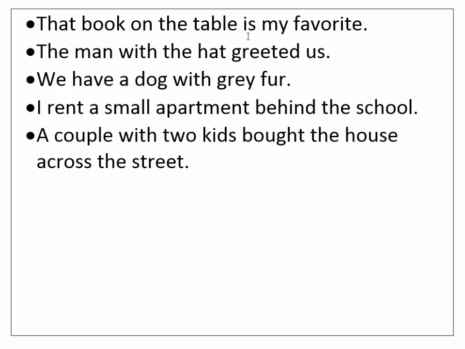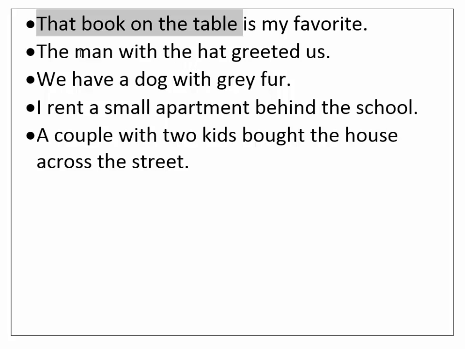That book on the table is my favorite, where on the table modifies and helps us locate book. Which book? The one on the table. Or the man with the hat greeted us. Which man greeted us? The one with the hat. We can tell that these are part of the nominal, or part of the noun phrase, because if we replaced it with a pronoun, we'd have to say, that book on the table, it is my favorite, and on the table would be replaced as well. Same thing with the man with the hat, he greeted us.